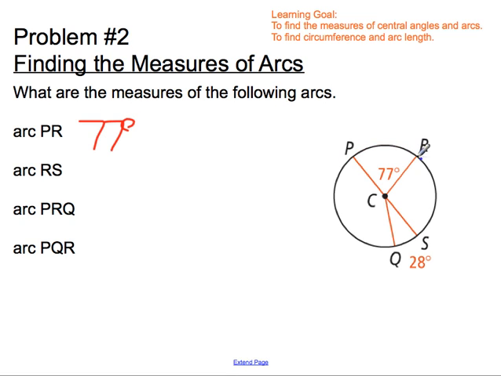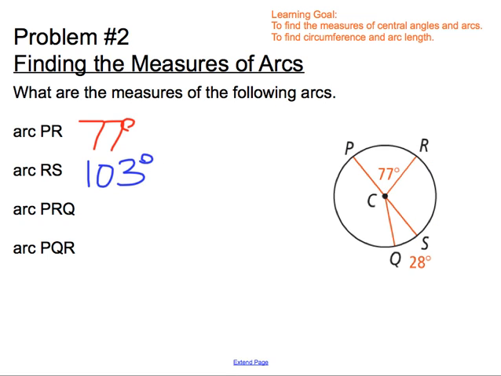If we want the measure of arc RS, we're looking at this arc here. So we need that central angle. And it looks like PS is a diameter of the circle. So in this case, I would do 180 minus 77. And I would say that the measure of arc RS is 103 degrees.